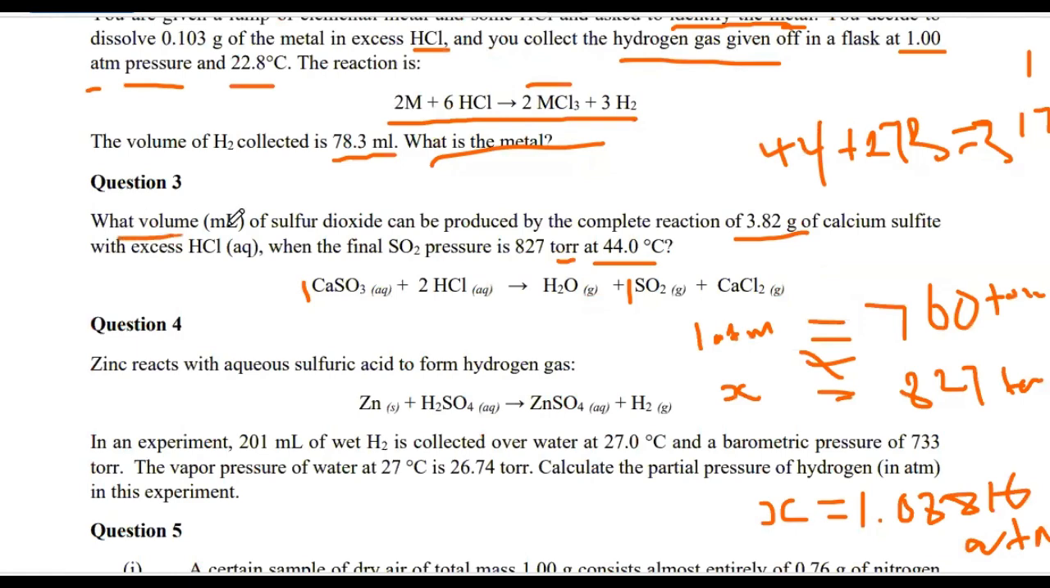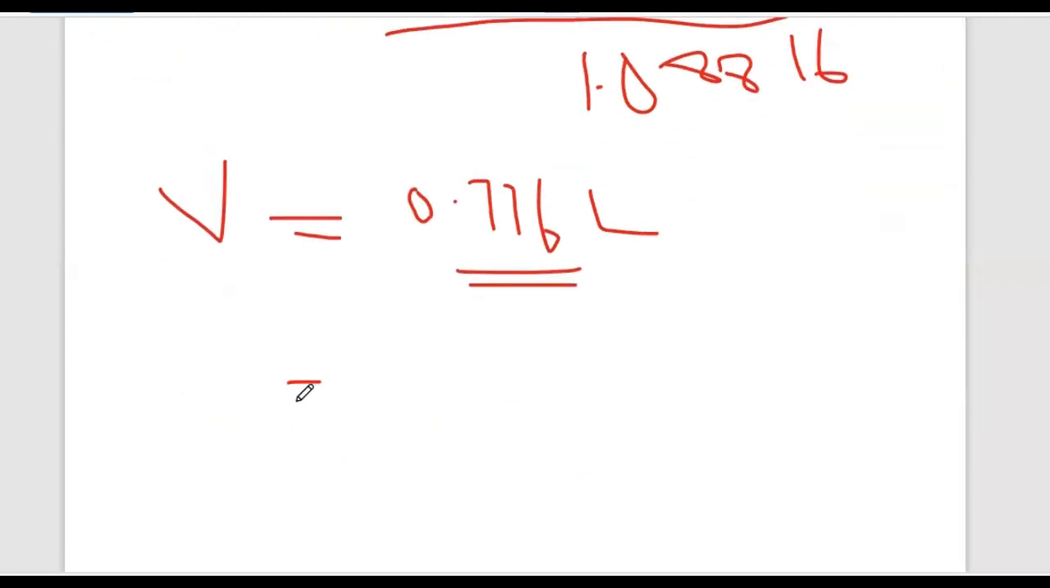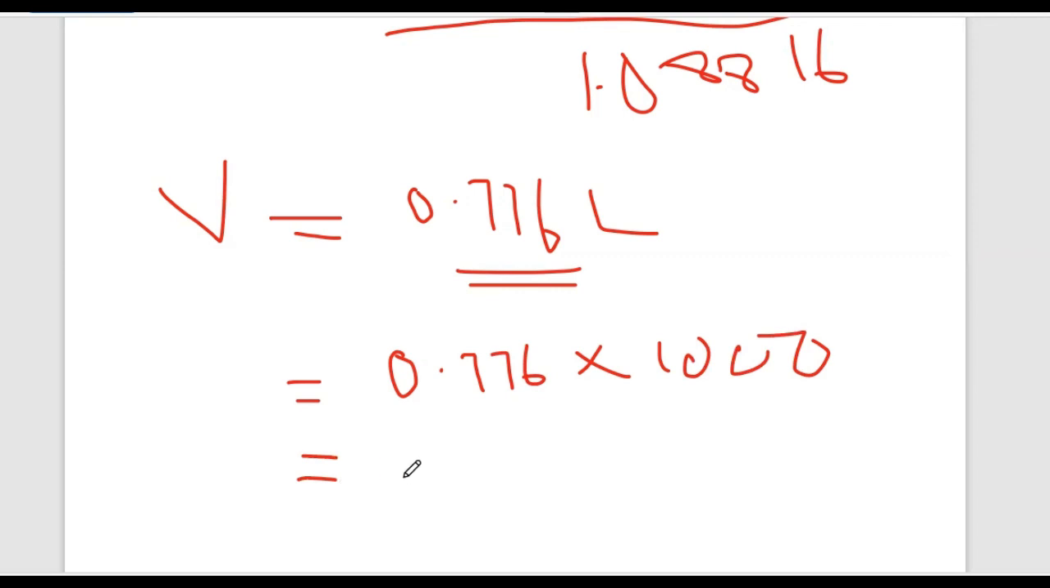And then this volume, we have to convert it into milliliters. Remember I said what volume in milliliters of sulfur dioxide. So whatever volume I found there, I have to convert to milliliters. How do I convert from liters to milliliters? I just multiply by 1,000, like that. Meaning my volume there will just be 776 milliliters of this sulfur dioxide.